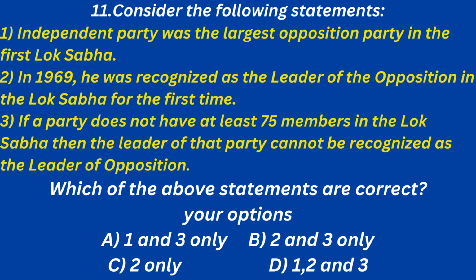11. Consider the following statements. 1. Independent Party was the largest opposition party in the first Lok Sabha. 2. In 1969, he was recognized as the leader of the opposition in the Lok Sabha for the first time. 3. If a party does not have at least 75 members in the Lok Sabha, then the leader of that party cannot be recognized as the leader of opposition. Which of the above statements are correct?